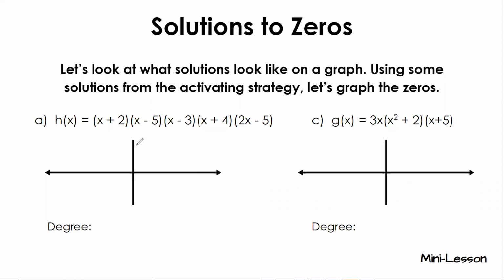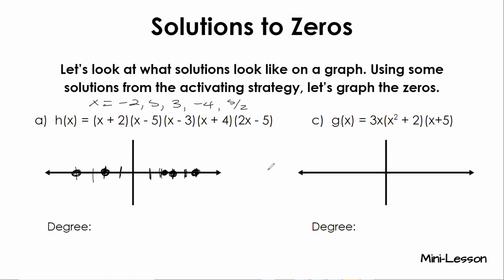Okay, so when I solve all this mess out, I think this is the first one that we did. This is A from the activating strategy, right? So our solutions were -2, 5, 3, -4, and 5 halves, right? Okay, so we're going to graph all those on this x-axis. So we've got -2, 5, 3, -4, and 5 halves is 2.5. So it's going to be right here.